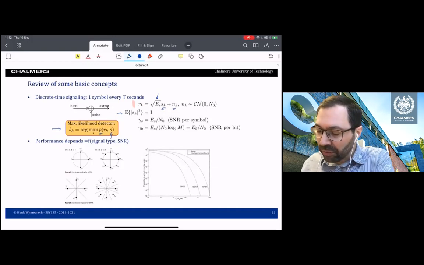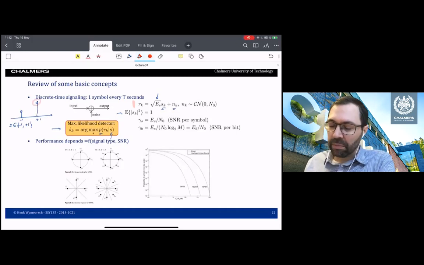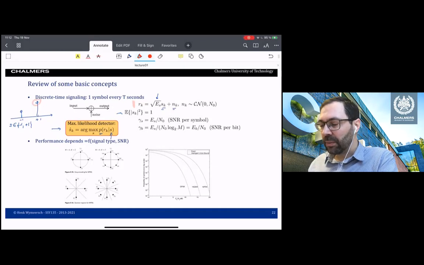If you were to visualize this, let's say that S can be -1 or +1, then you would evaluate the likelihood function at -1 and +1, it gives you some value, and then you just pick the maximum and say most likely +1 was transmitted. And this detector is nice because it's optimal in terms of minimizing the error rate.